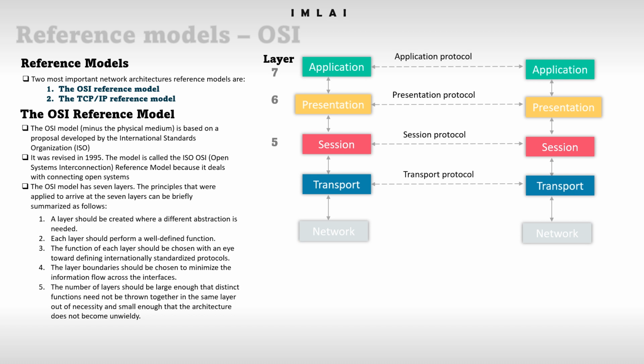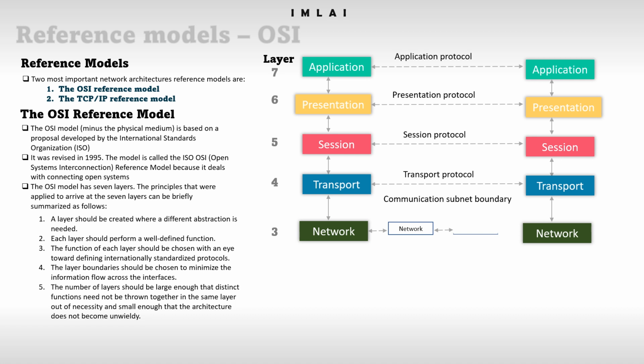Then from there data travels to the network layer, which is layer number 3, and here, most importantly, the actual hardware starts. Basically, this network layer is the communication subnet boundary. Then one network will be connected with the other network through the communication subnet boundary.